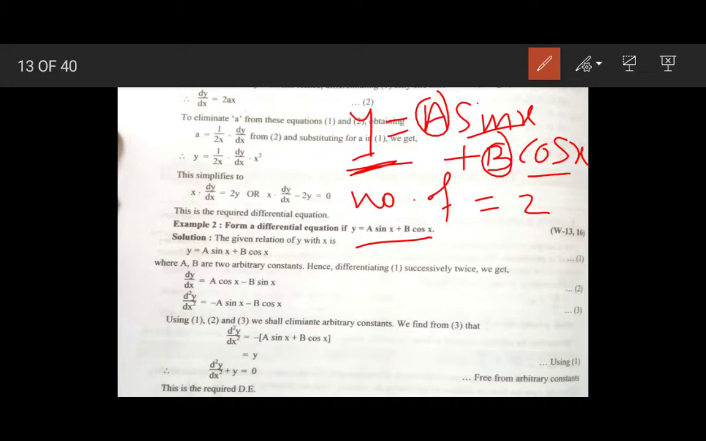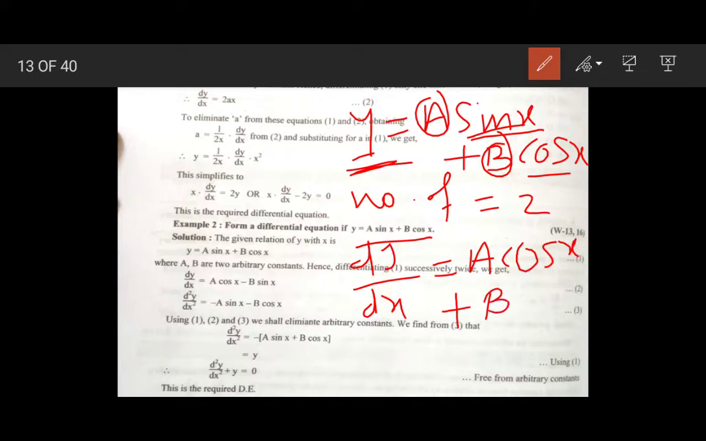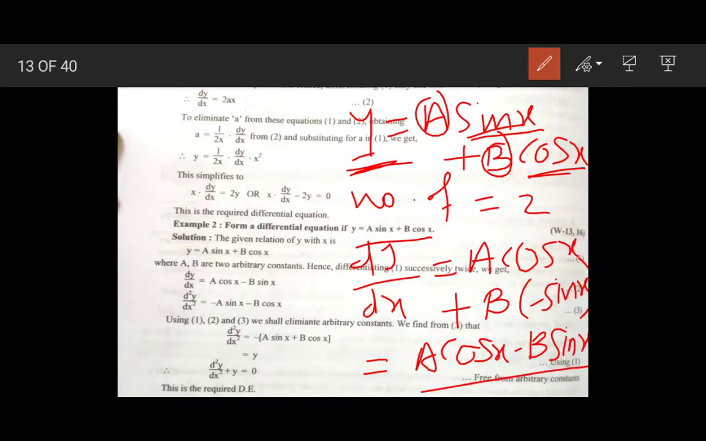Okay. So first we will differentiate this. So we'll get dy upon dx is equal to a constant, derivative of sin x, so cos x, plus b constant, derivative of cos x. Derivative of cos x is minus sin x. So this is equal to a cos x minus b sin x. Okay, this is dy upon dx.